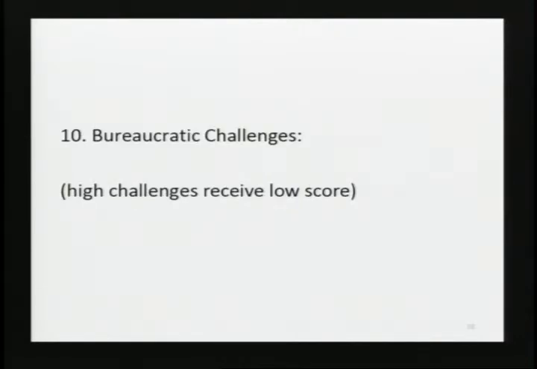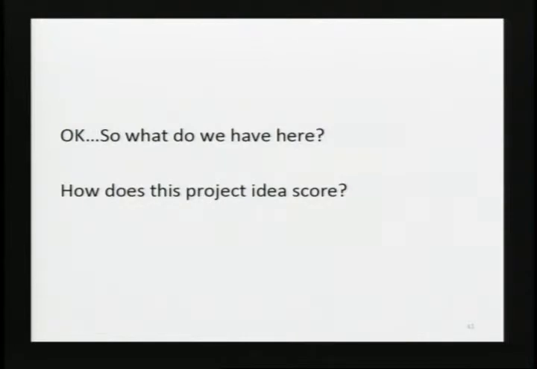The final item is bureaucratic challenges. Are there very many bureaucratic hurdles that would need to be jumped in order to initiate this project? I'm seeing that there would not be. I'm seeing that startup for this English as a second language program for elder refugees would not involve very many bureaucratic hurdles. And so I give it a very high score.